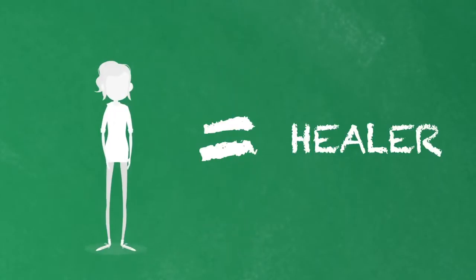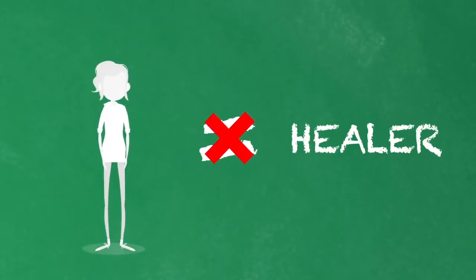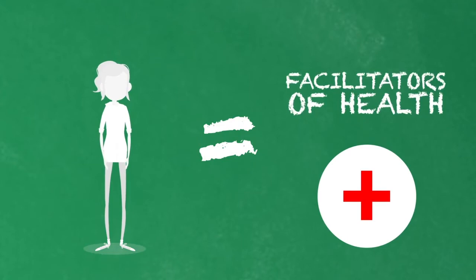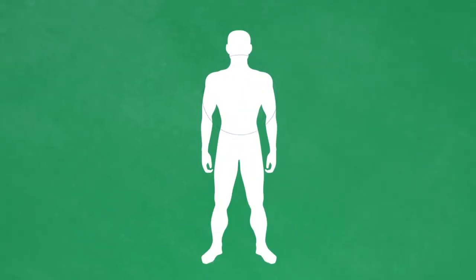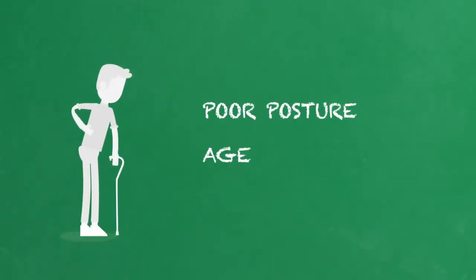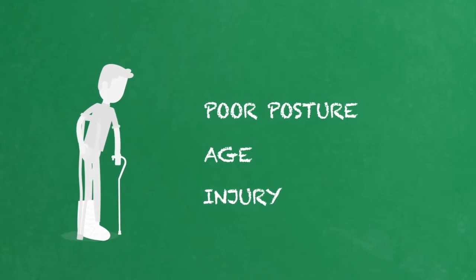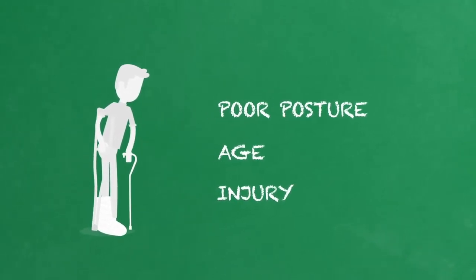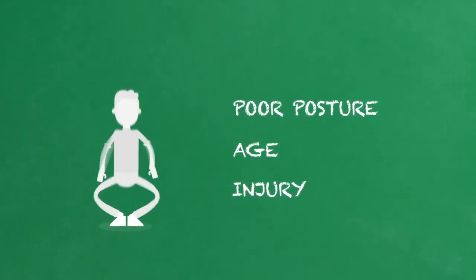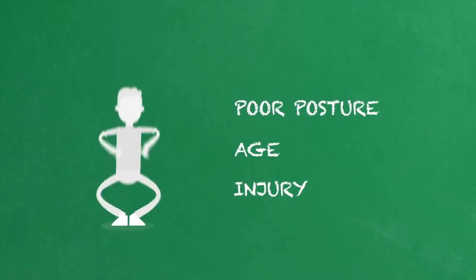Osteopathic practitioners don't consider themselves healers. Instead, they are facilitators of health. They help get your body back to its proper structure so it can do what it is supposed to do. Sometimes with poor posture, age, or injury, your structure can get out of whack and problems can start to happen. But if the structure is aligned, with both hard tissues and soft tissues combined, then the body will take care of itself.